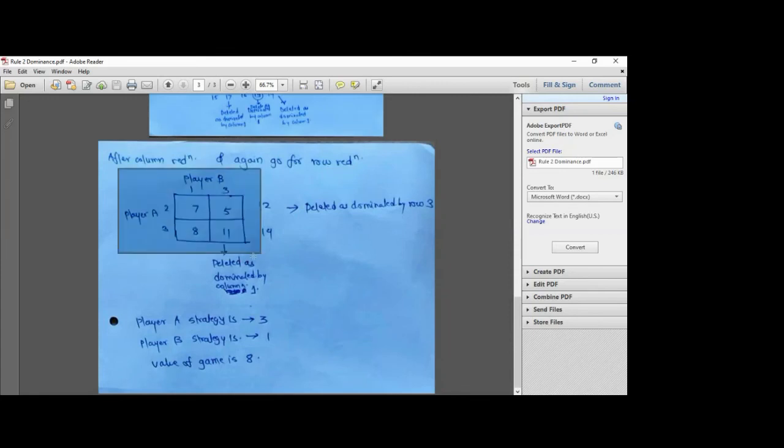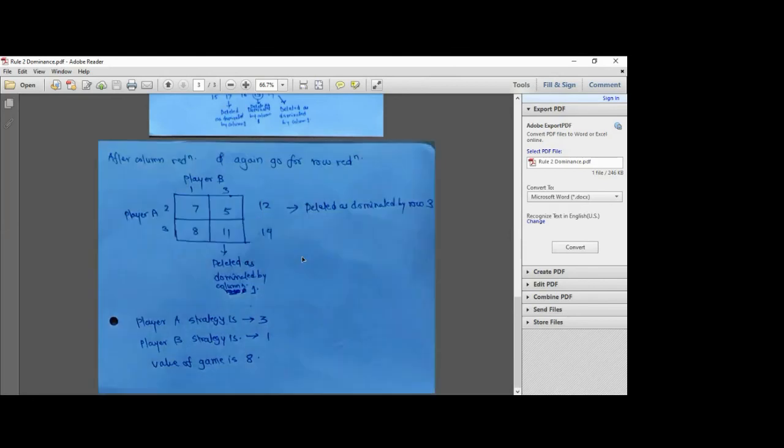But now what we are going to do is, after column reduction we are again going to go for row reduction. Right, so column reduction is done, and again we are going to do row reduction here. So if we do row reduction, 7 + 5 is equal to 12, 8 + 11 is equal to 19. So we will start with 12, and see if there is a complete dominance. Right, so comparing the rows, here 8 is greater than 7 and 11 is greater than 5.